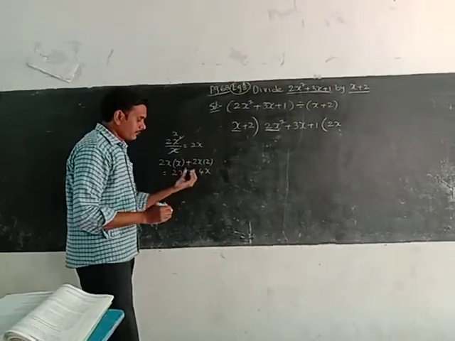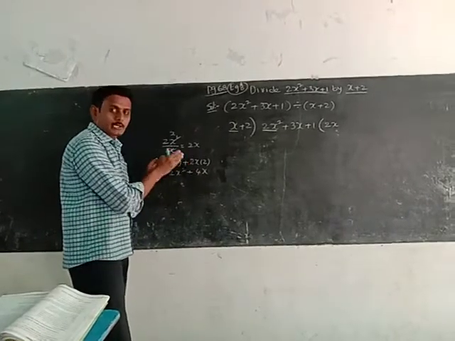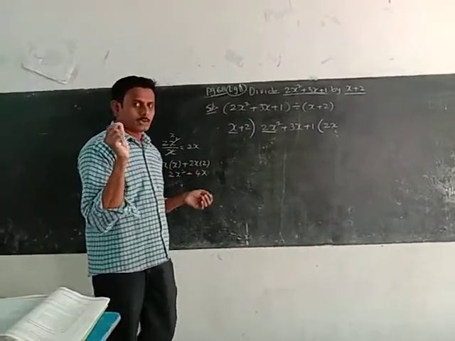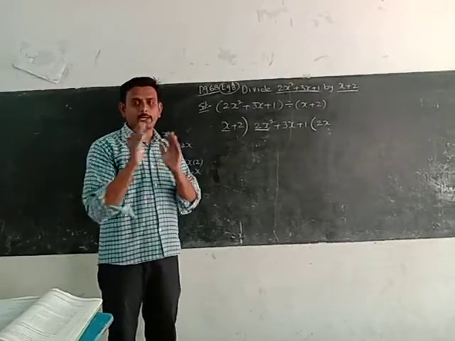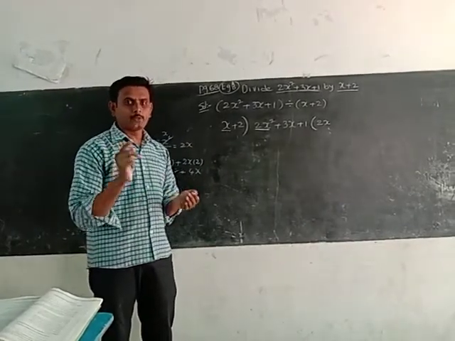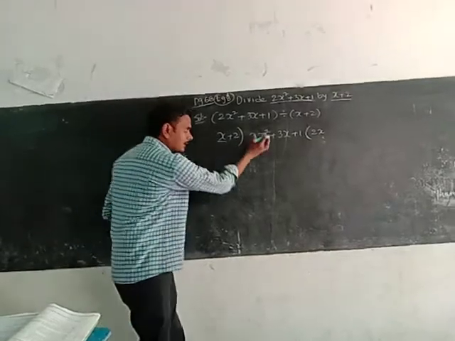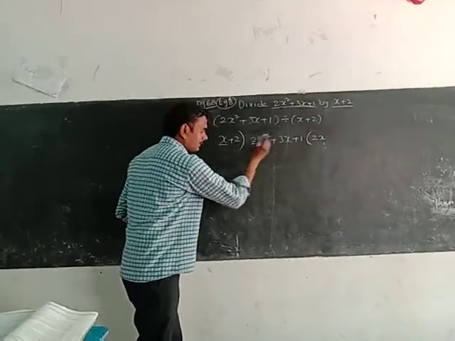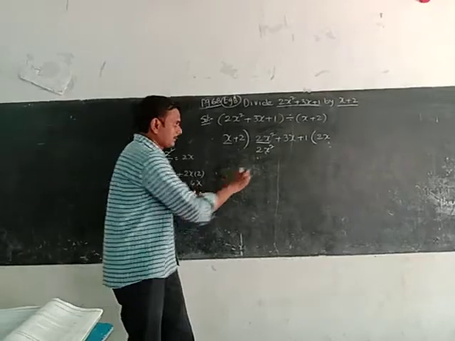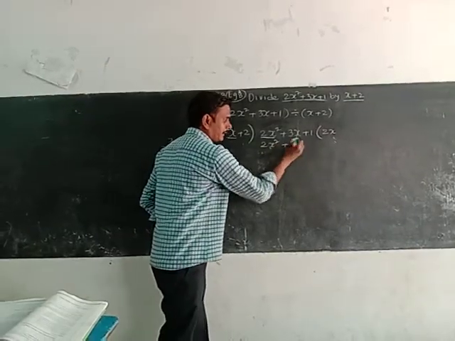Okay, 2x square, 4x. After getting this product, one thing you have to remember: like term below like term we have to write, and subtract. Now 2x square, x square below we have to write, 2x square. Next, 4x we have to write here.